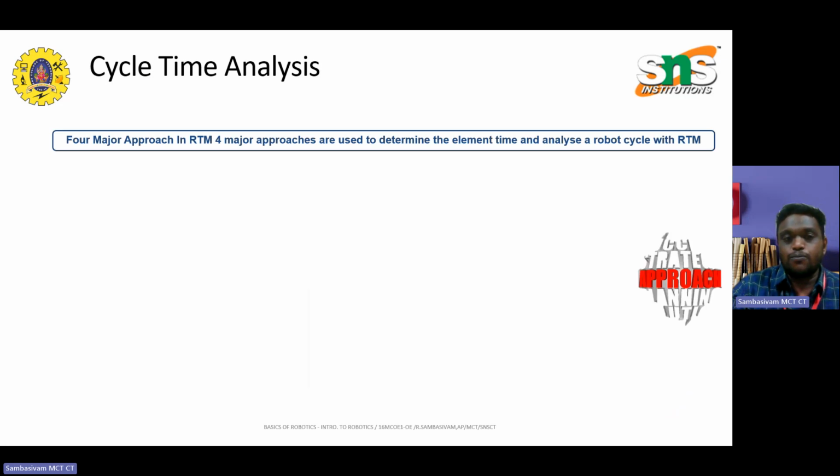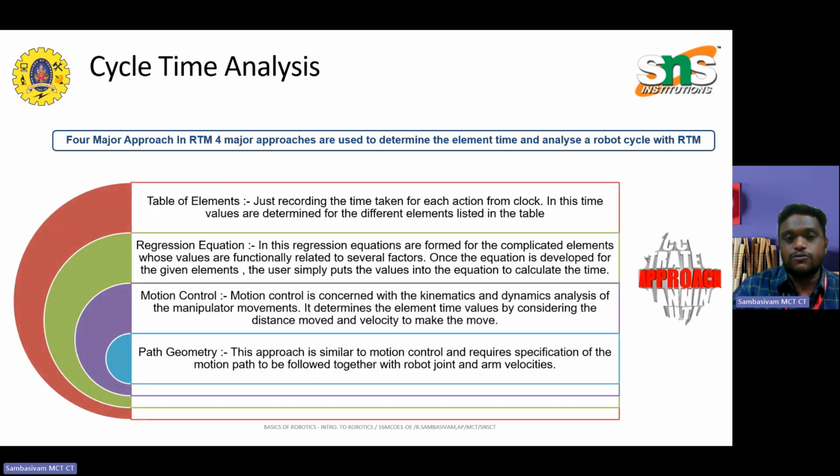Apart from this, there are four major RTM approaches used to determine the element time and analyze the robot. The first one is table of elements, the second one is regression equation, the third one is motion control, and the fourth one is path geometry. The table of elements just records the time taken for each action from the clock. In this, time values are determined for the different elements listed in the table. A regression equation is formed for complicated elements whose values are functionally related to several factors.